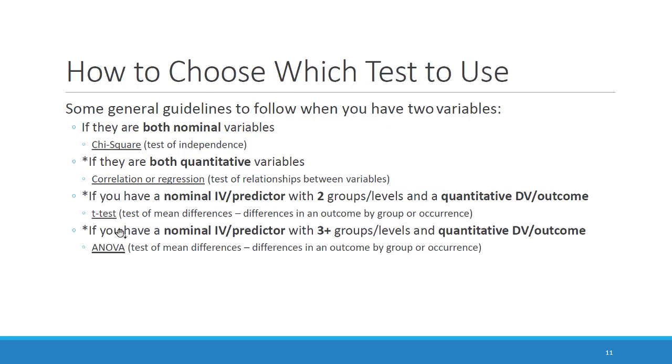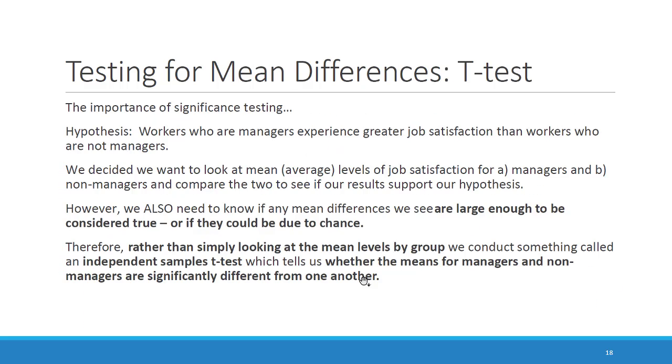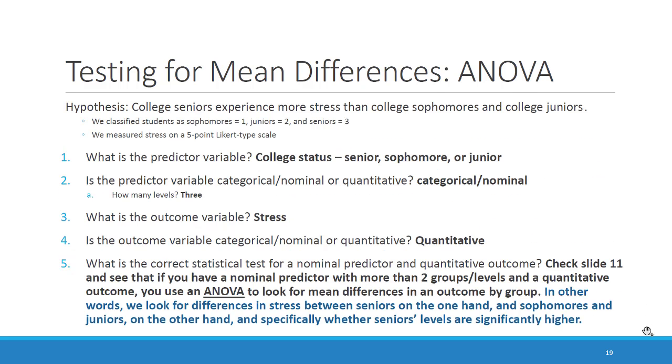And we can see that if we have a nominal predictor, like we do with seniors versus sophomores versus juniors, and we have 3 plus groups, and a quantitative outcome, which is stress, then an ANOVA is the correct test for us. In other words, we look for differences in stress levels between seniors on the one hand and sophomores and juniors on the other hand, and specifically whether seniors' levels of stress are significantly higher than those of sophomores and juniors.